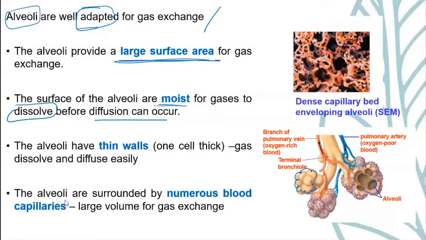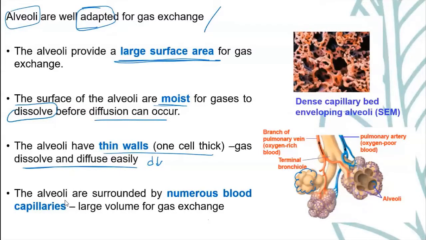And then the alveoli have thin walls. It is one cell thick because it is made up of what was it? Epithelial cells. One cell thick. So this allows gas to dissolve and diffuse easily. It reduces the distance for the respiratory gas to move from the alveolus into blood capillaries for oxygen, and for carbon dioxide from the blood capillaries into the alveolus. So the distance for the oxygen or carbon dioxide to move is reduced. This will increase the rate of gas exchange.